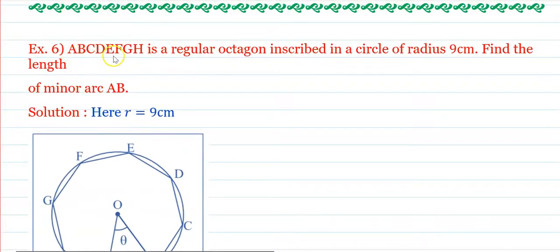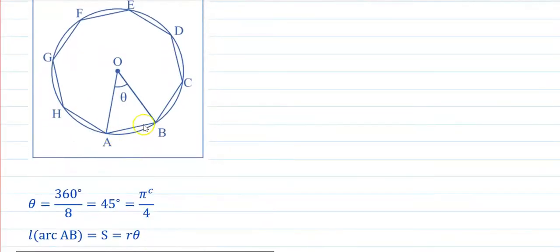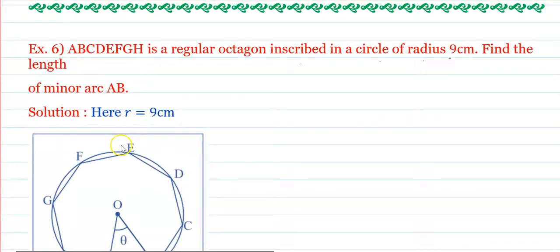Now the next. A, B, C, D, E, F, G, H is a regular octagon inscribed in a circle of radius 9 centimeter. Find the length of minor arc AB. We want to find out the length of minor arc AB, and the radius of the circle is 9 centimeter.